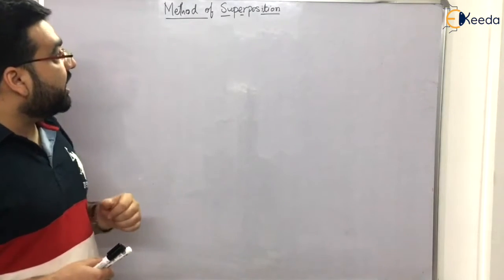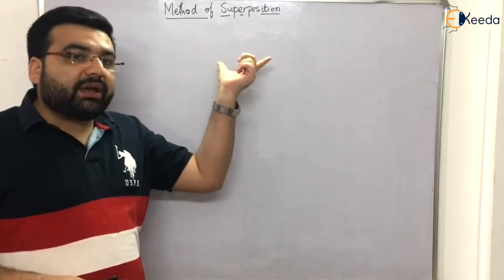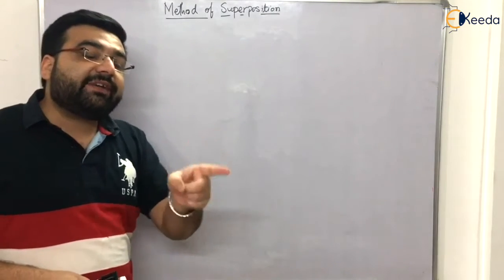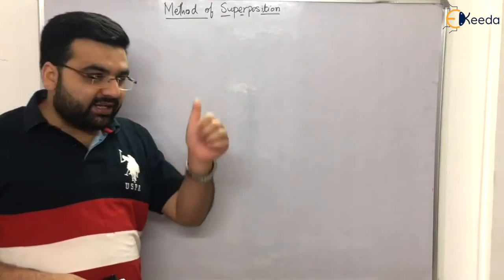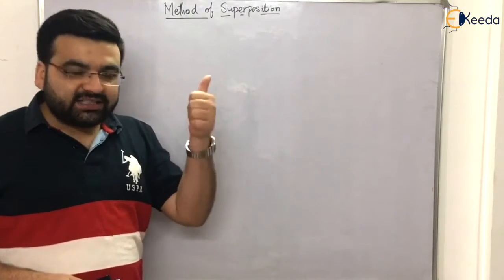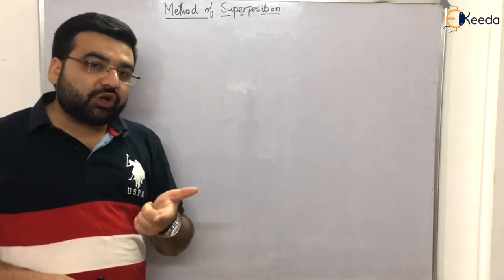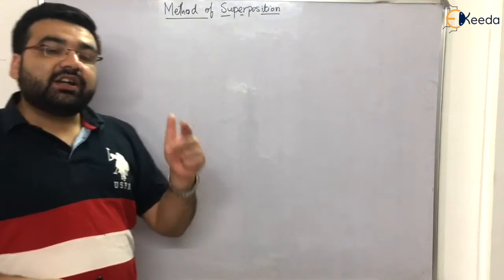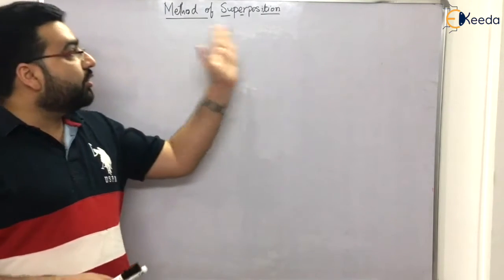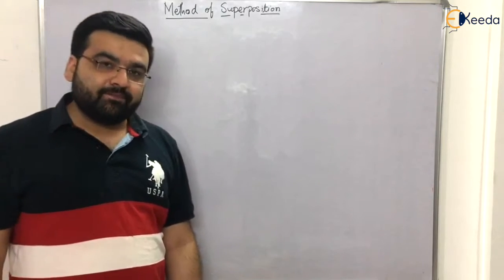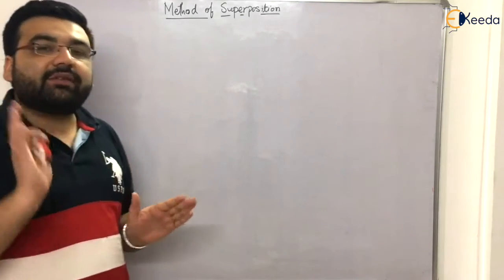Now I am starting a new topic, method of superposition, but you will understand this topic if and only if your previous lectures are cleared. That is the assumptions of hydrograph, assumptions of unit hydrograph, ERH, effective rainfall hydrograph, flood hydrograph, direct runoff hydrograph. If these concepts are clear, then only your method of superposition will be clear. So I hope that you have cleared all the concepts I have taught you till now.